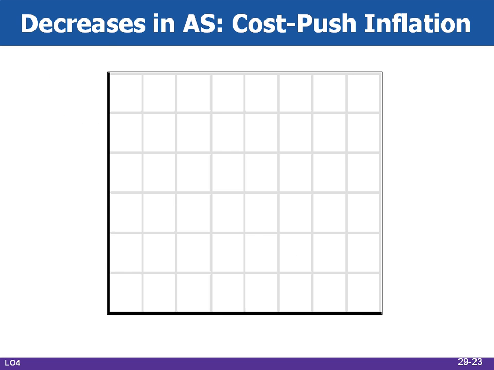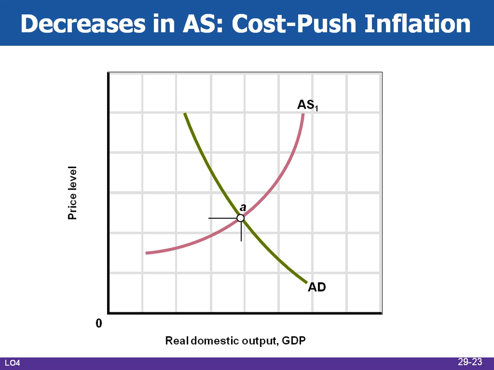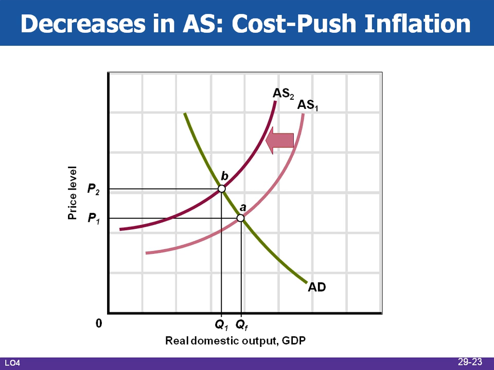This figure reflects a decrease in aggregate supply that causes cost-push inflation. A leftward shift of aggregate supply from AS1 to AS2 raises the price level from P1 to P2 and produces cost-push inflation. Real output declines and a recessionary GDP gap of Q1 minus QF occurs.